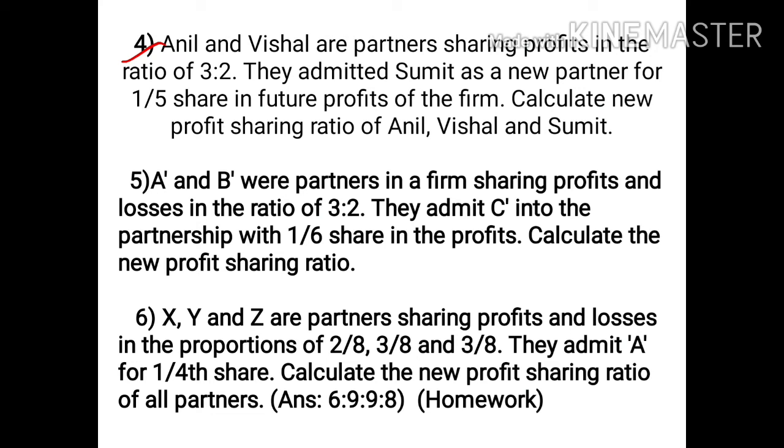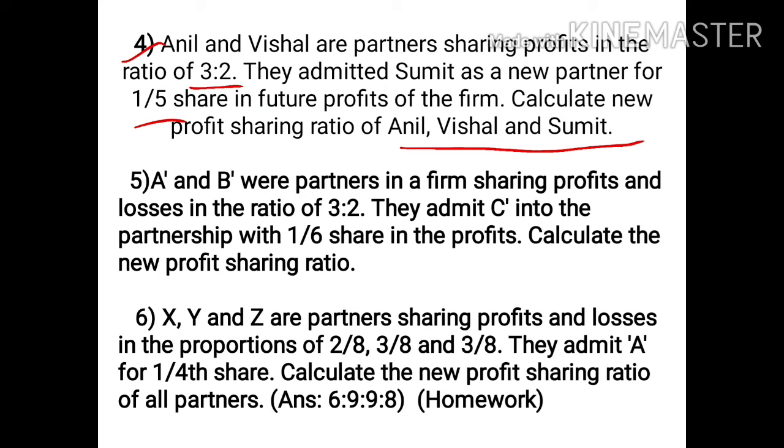The first one, fourth one, Anil and Vishal are partners sharing profit in the ratio of 3 is to 2. Anil and Vishal are partners, 3 is to 2 is the old ratio. They admitted Sumit as a new partner for 1 by 5 share, 1/5 share. It is the share of new partner Sumit in future profit of the firm. Calculate the new profit sharing ratio of Anil, Vishal and Sumit.